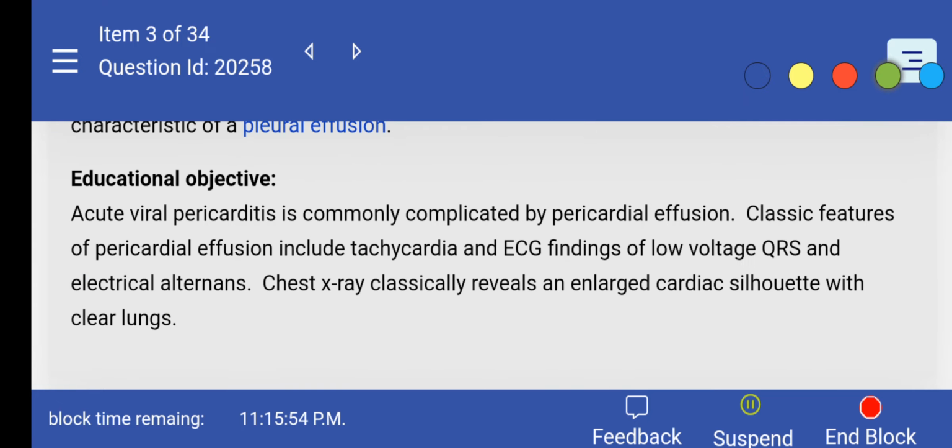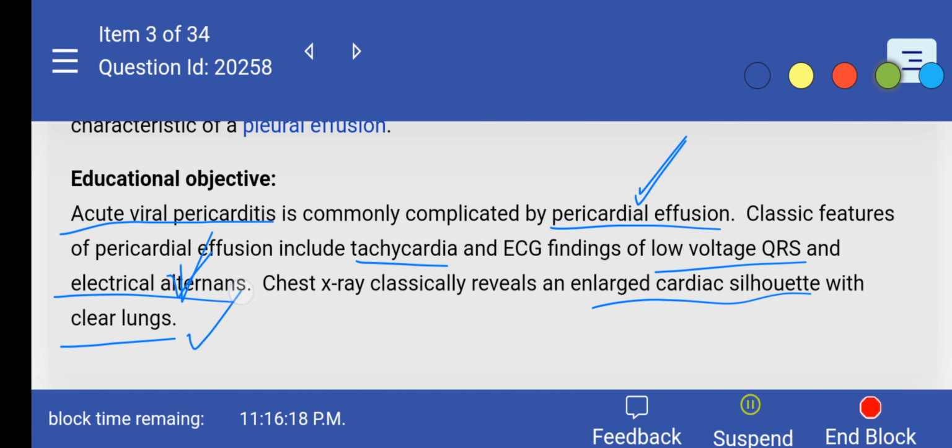Okay, so acute viral pericarditis is commonly complicated by pericardial effusion, right? Classic features of pericardial effusion include tachycardia and ECG findings of low voltage QRS and electrical alternans. These are important characteristics. Chest X-ray classically reveals an enlarged cardiac silhouette with clear lungs, right?